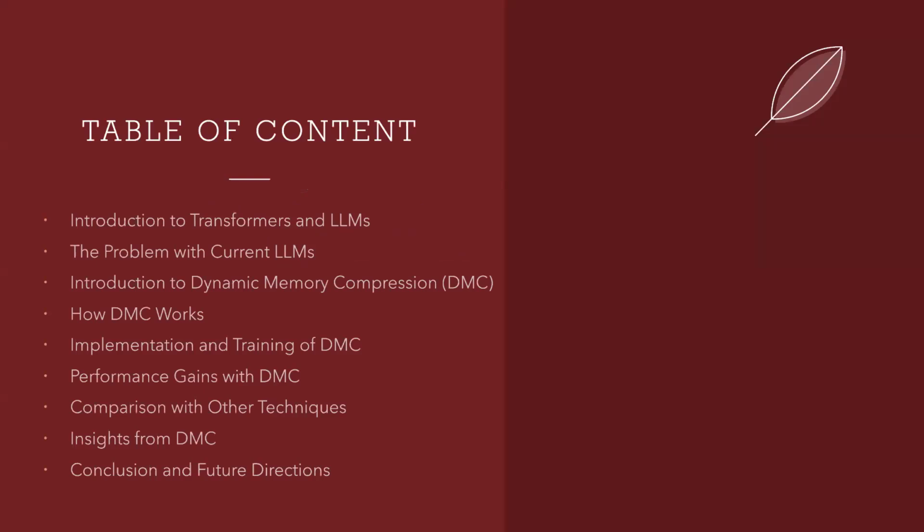Let's move ahead. So here is the table of contents. First one is introduction to transformers and LLMs. Second is the problem with the current LLMs. Third, introduction to dynamic memory compression, that's DMC. Fourth, how DMC works. Fifth, the implementation and training of DMC. Sixth is the performance gains with DMC. Then the comparison with other techniques. Then insights from DMC, and then the conclusion as well as the future directions.